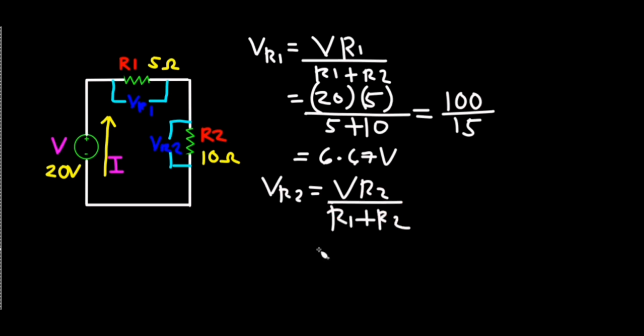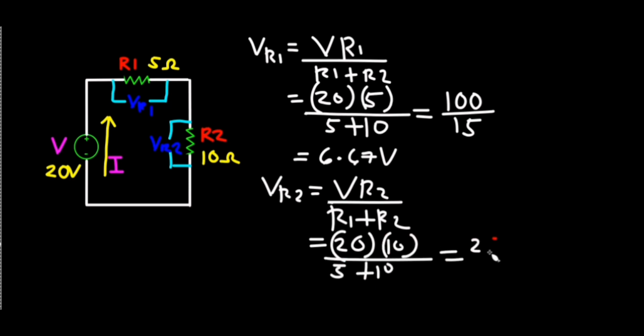Then VR2 is equal to 20 times 10, all over 5 plus 10. 20 multiplied by 10 is 200. 5 plus 10 will be 15. So, 200 over 15. This will be equal to 13.33 volts.